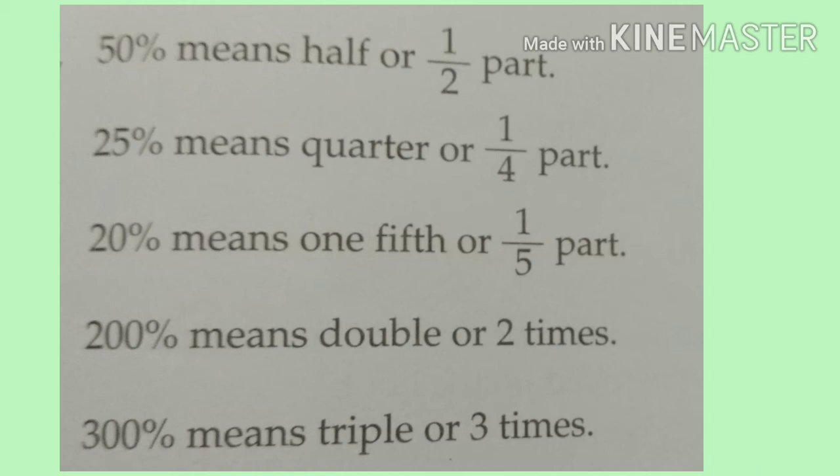How will we get 1/5 part? When we will divide 20 by 100, 20% is equal to 20 by 100. Then 20 fives are 100, so we will get 1/5. Okay. Now 200% means double or 2 times. 300% means triple or we can say 3 times. So note down this in your notebook.